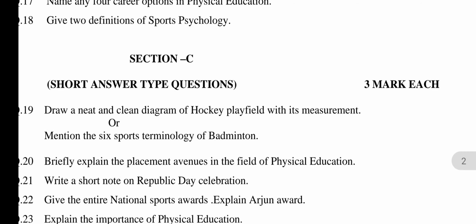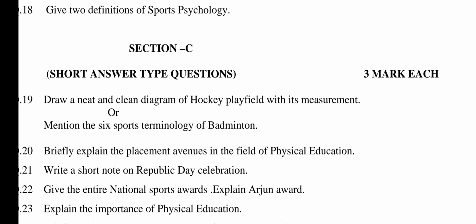Question number 18. Give 2 definitions of sports psychology. This question is related to chapter number 3, psychological aspects of physical education. The answer may be: the 2 definitions of sports psychology are as listed below. Number 1, according to K.M. Burns, sports psychology for physical education is that branch of psychology which deals with the physical fitness of an individual through his participation in games and sports.